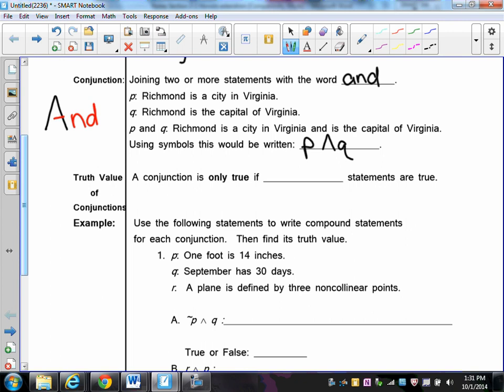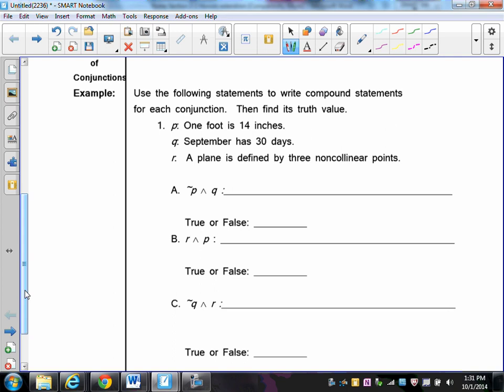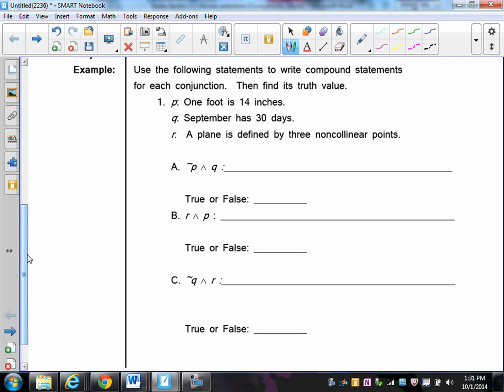The truth value of conjunctions: a conjunction is only true if both or all statements are true. So every statement that you have that's separated by an and, they all have to be true. So let's take a look at an example here. It says use the following statements to write compound statements for each conjunction. Then find its truth value.